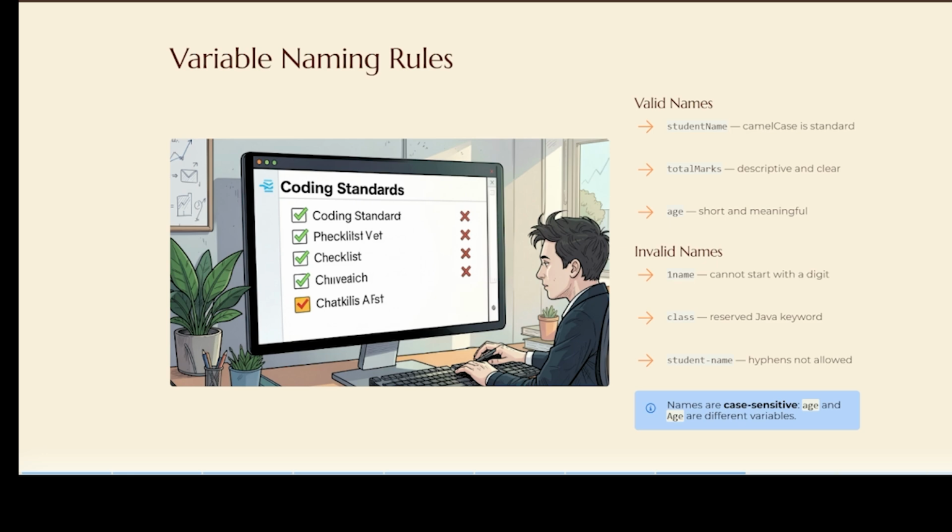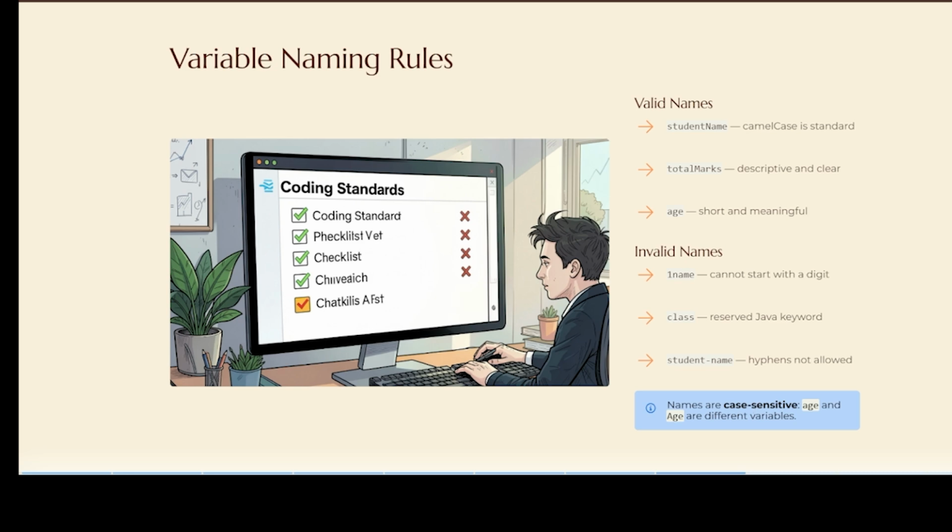So we see the invalid names. We cannot use digits at the front when declaring a variable name. And class, you all know that class is a Java keyword, so you should not use class as a variable name. Also, you should not use hyphens. Hyphens are also not allowed. And then you see that names are case sensitive. Age and age are different. This one is completely lowercase, and here we are using an uppercase A, so this will also show an error. So do not use it like that.